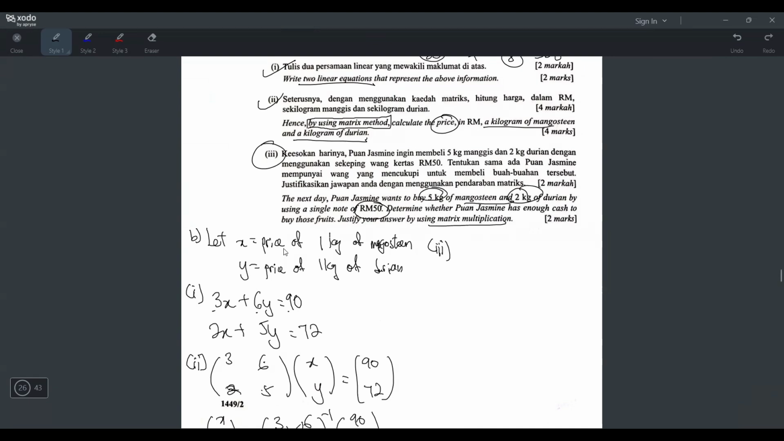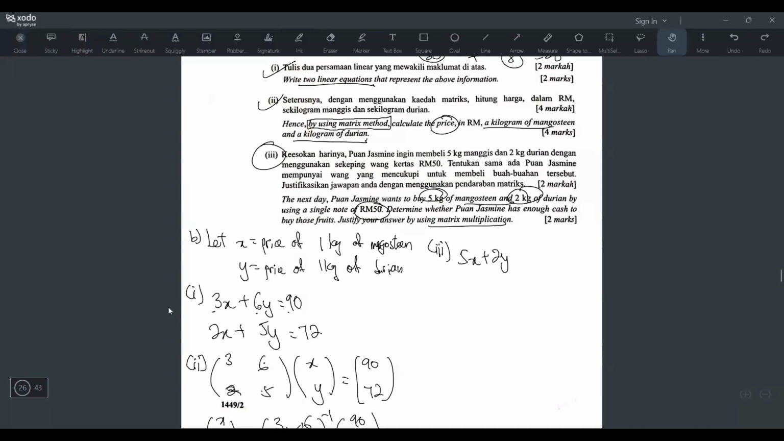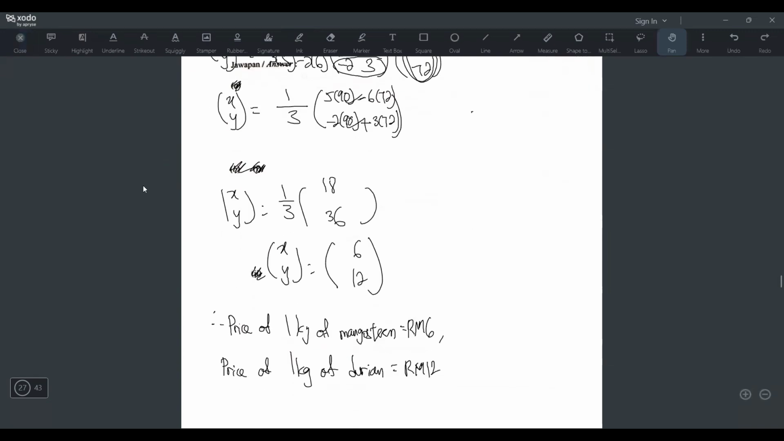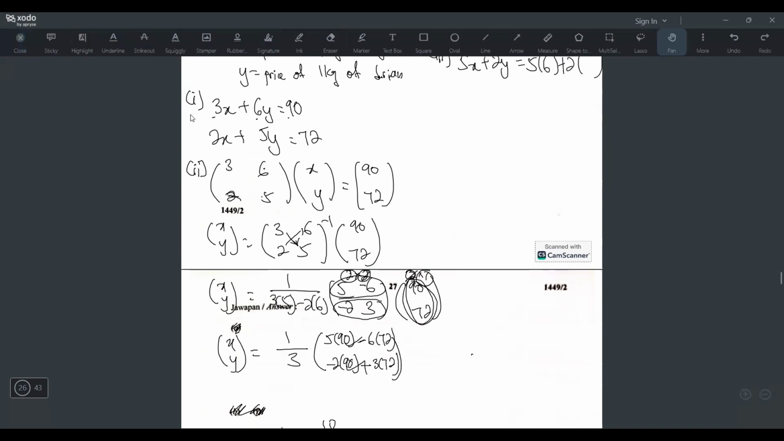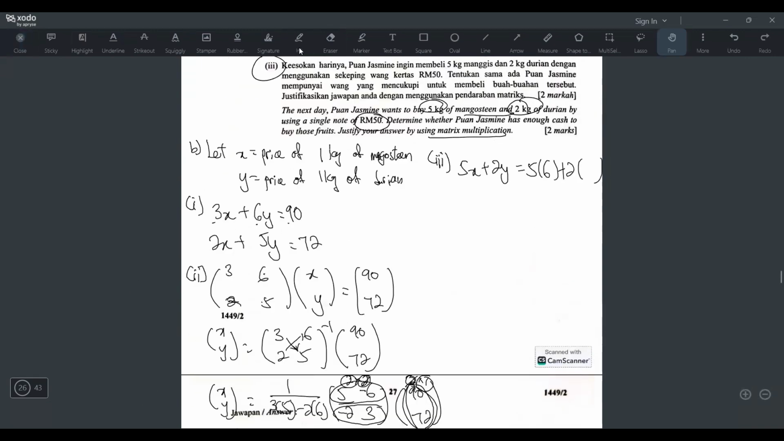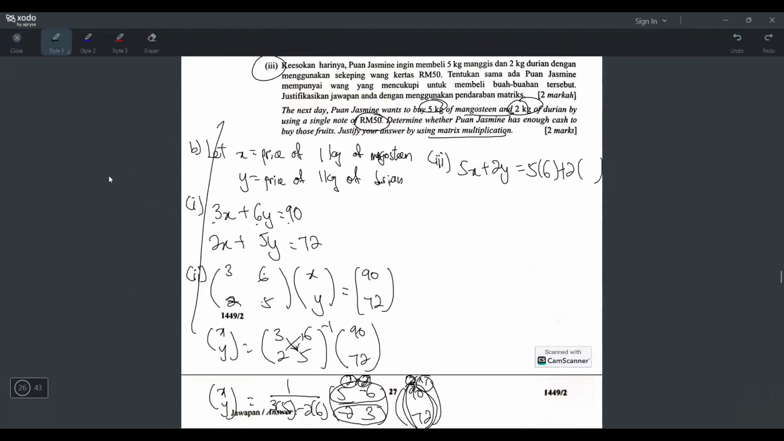5 mangosteen. So 1 kg mangosteen is X ringgit. Kalau dia beli 5 kg, 5X yang dia kena bayar. And then 2 kg durian, so 5X plus 2Y, right? But they say use a single note 50 ringgit. Determine whether Puan Jasmine has enough cash. Okay, we already know the XY punya jawapan is 6 and 12, right? So if I want to know the total price, it'll be 5 times 6 plus 2 times 12, right? Because the X, Y sudah dapat mah, so ganti je lah.